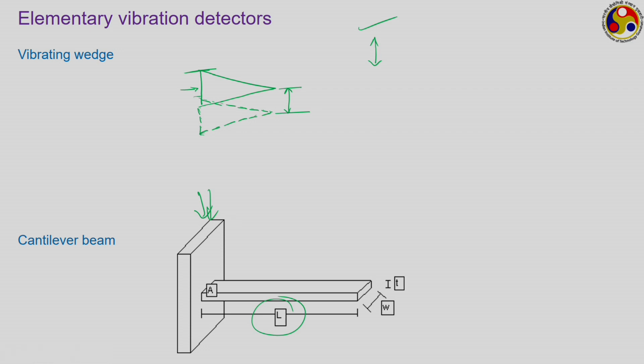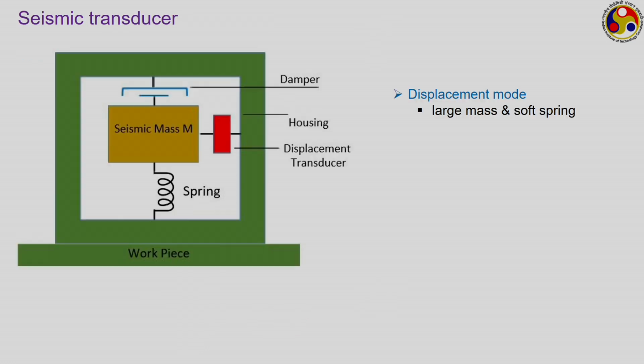Then there will be a resonance happening and the beam will start to oscillate with very large amplitude. So we can get an idea about the frequency of the member, the object, corresponding to the natural frequency of the beam with that particular length when we have very large amplitude oscillations. So these are very simple ways of measuring or detecting vibration, but the most common way of doing this is the use of seismic transducers.